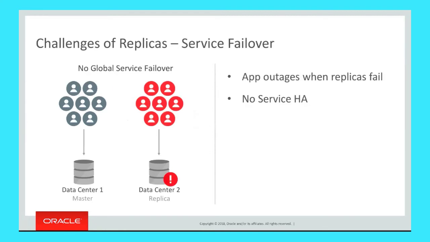The other pain point is there is no automated global service failover across databases. In this example, I have two databases again, and I'm running my workload on the replica. Let's say it could be a read-only workload on the replica. If that replica goes down, there is no automated way for me to move a service from one database to another, without which you will have application outages and no service high availability. There are many other pain points; I'm just highlighting a couple of them.